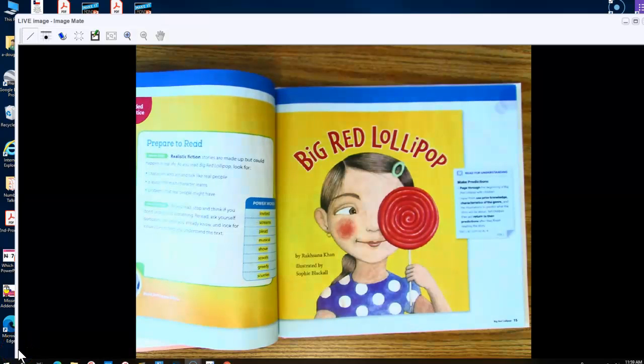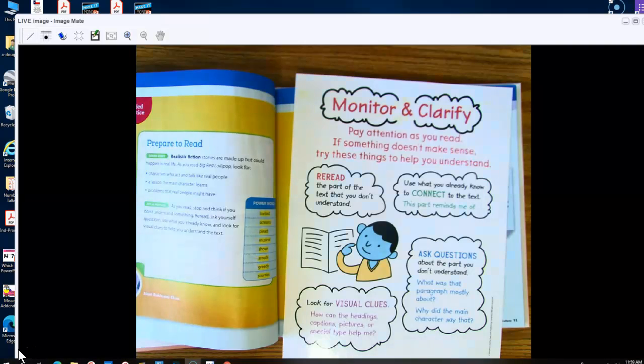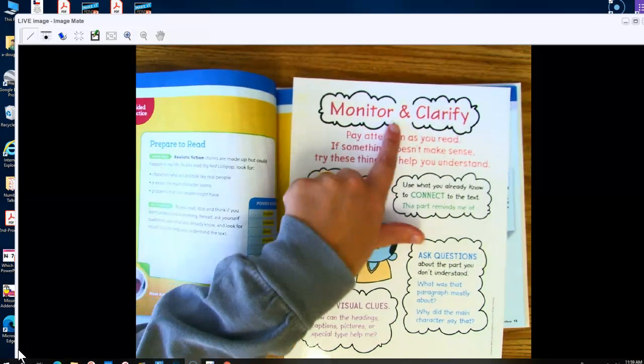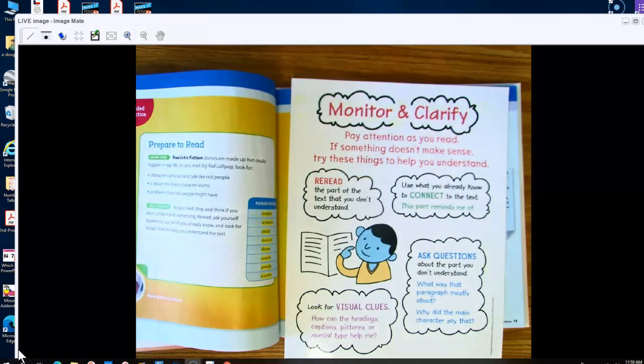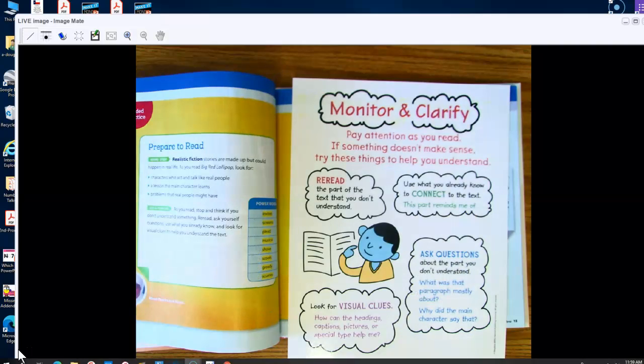Okay, we've already talked about this earlier this year, but we're going to review it with our story, Big Red Lollipop. One of our strategies that we talked about in reading is called monitor and clarify. We pay attention as we read. If something doesn't make sense, we can use one of these 4 ways to help us understand it. So this helps us comprehend. Can you say comprehend? Comprehend means you understand what you're reading.